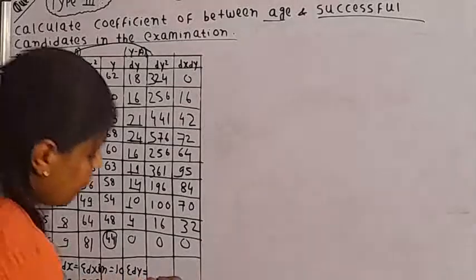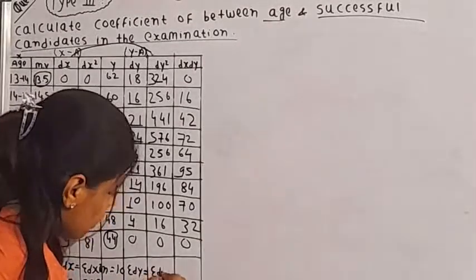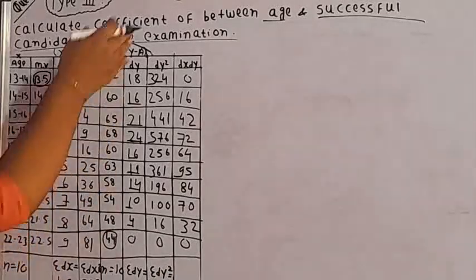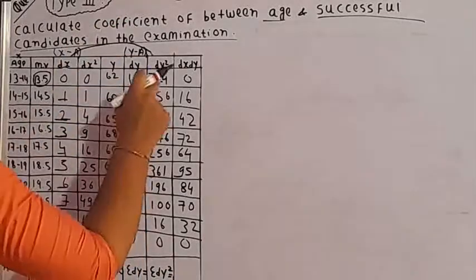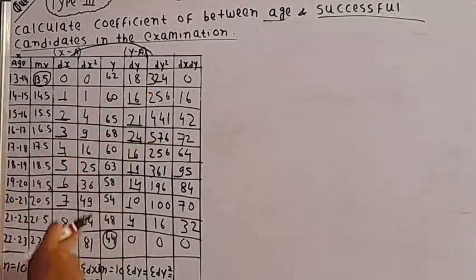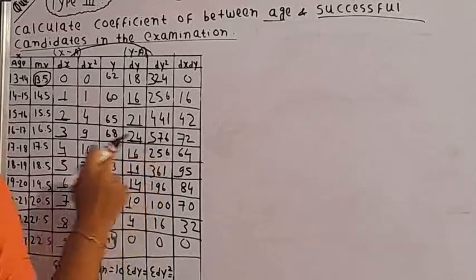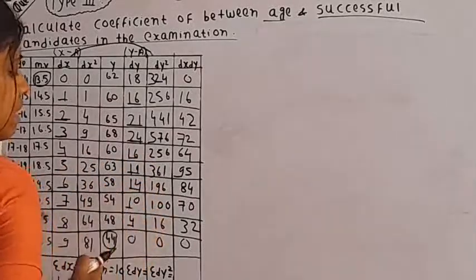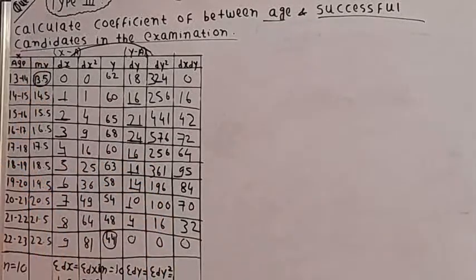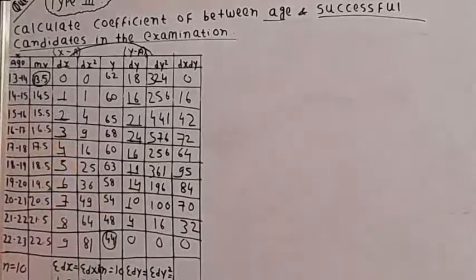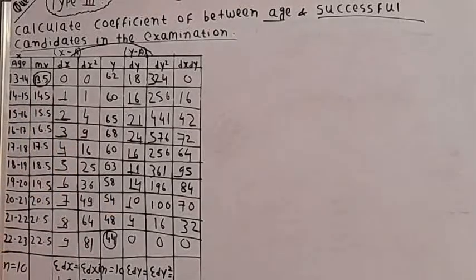Then what we have to calculate? We have to calculate summation dy square. How do we calculate summation dy square? We have to make addition of this column, that is 324 plus 256 plus 441 plus 576 plus 256 plus 361 plus 196 plus 100 plus 16. How much we are going to get? We are going to get 2526. So we will say summation dy square is equals to 2526.